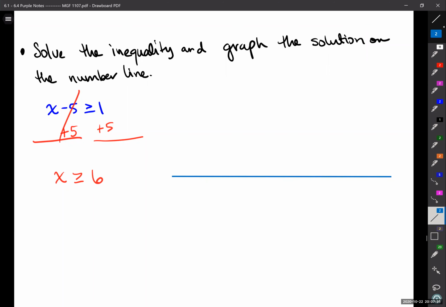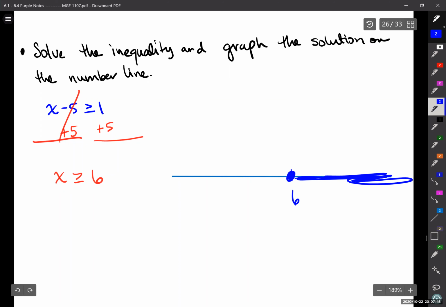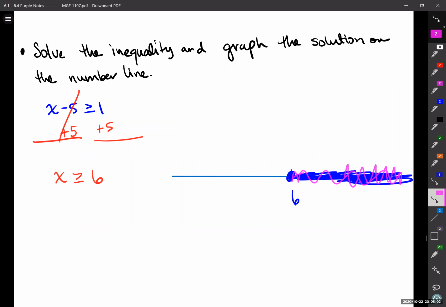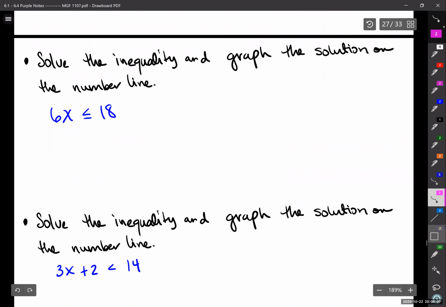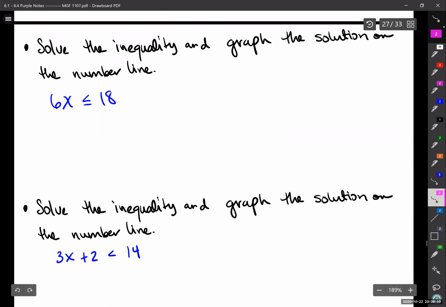Now when we solve, x is currently being subtracted by 5, so we do the opposite and add 5 to both sides. That would give us that x should be greater than or equal to 6. So I label my point of interest 6. It says I can be equal to, so I shade that in. And then in terms of greater, I should be above it. So I'm going to shade to the right. And that shows any of the x values that live to the right of 6 are a solution. Take a moment to solve the next two and graph the inequality.